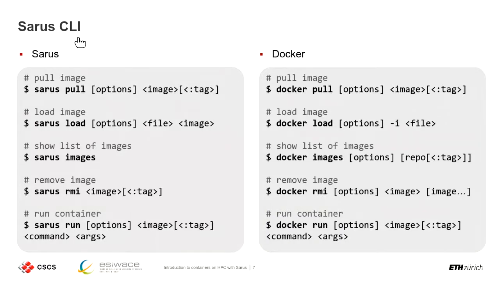This is just an example. I mentioned that the CLI of Sarus is very close to the one from Docker, and this should give you an idea. As you can see, it is quite close. We have the pull command to retrieve images, load to load tar files, images to list the images, rmi to remove images, and sarus run instead of docker run.